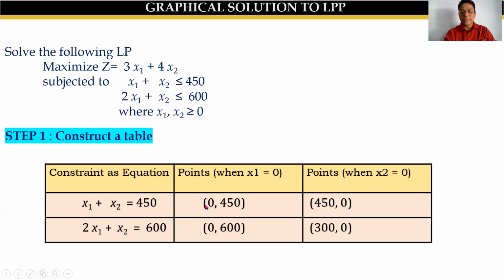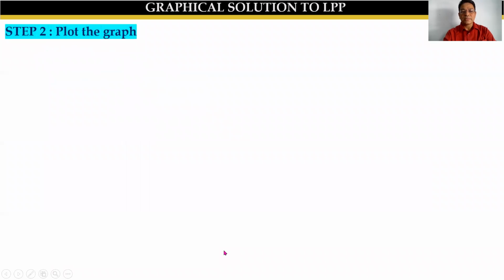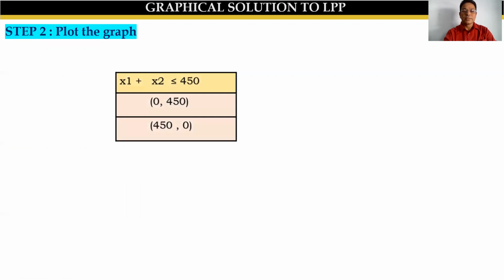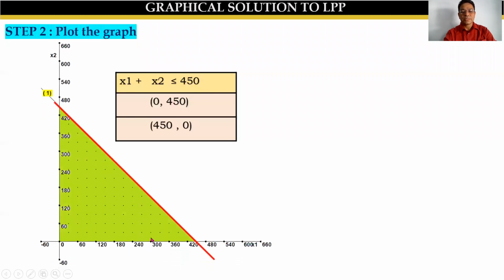Okay, now we have obtained the 2 points and we can now draw the lines. So to draw the lines, the second step here is to plot the graph. This is the first constraint, and considering the first constraint, I have this graph drawn. This horizontal line represents x1 and the vertical line represents x2. And this is a line which is obtained from these 2 points 0, 450 and 450, 0. This line represents x1 plus x2 equal to 450.